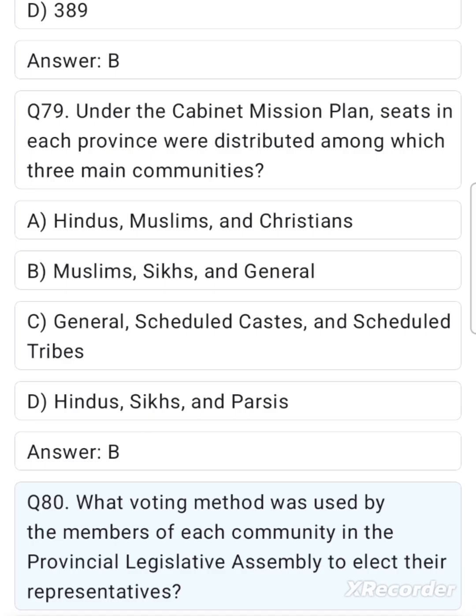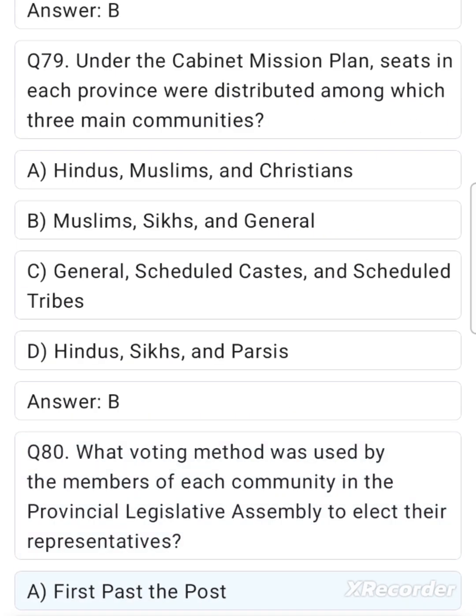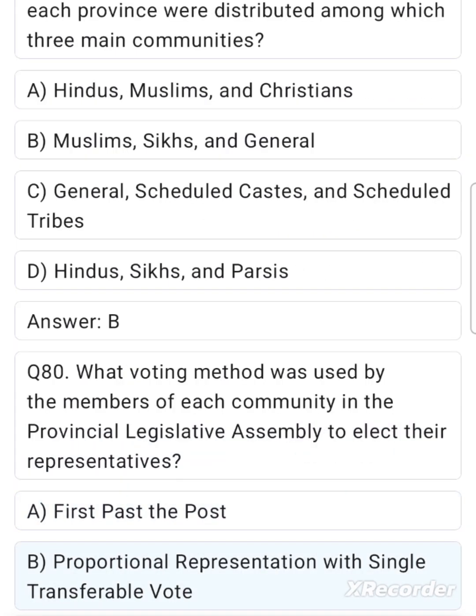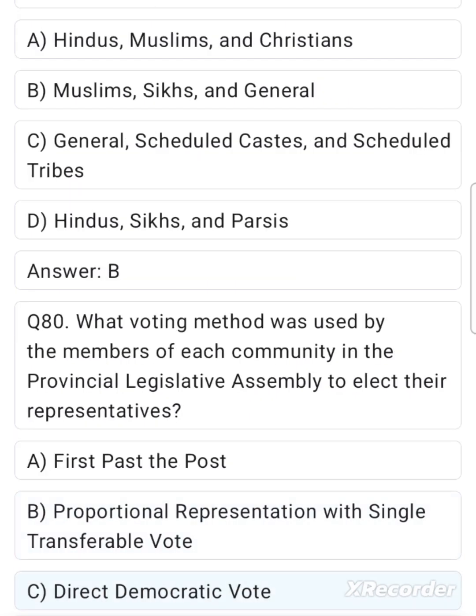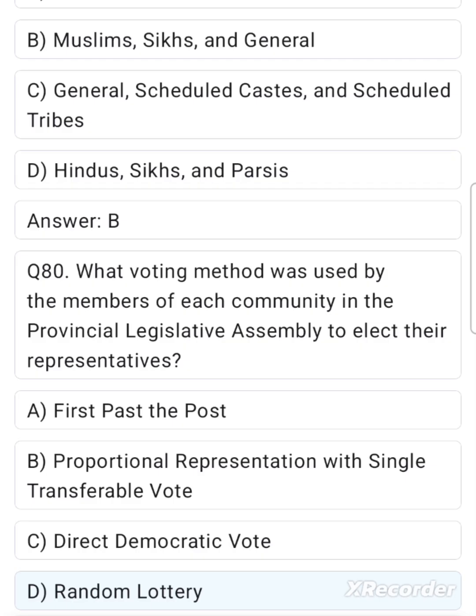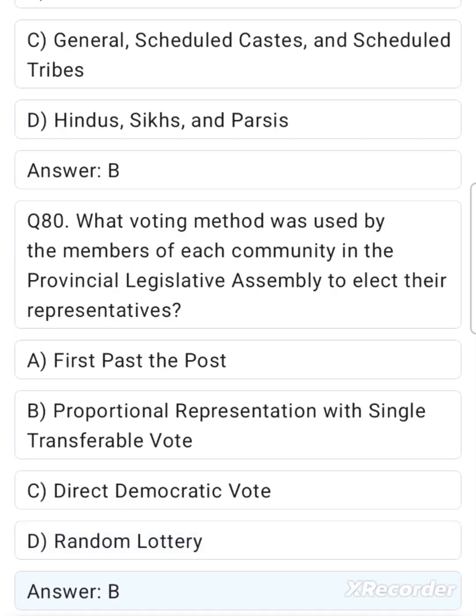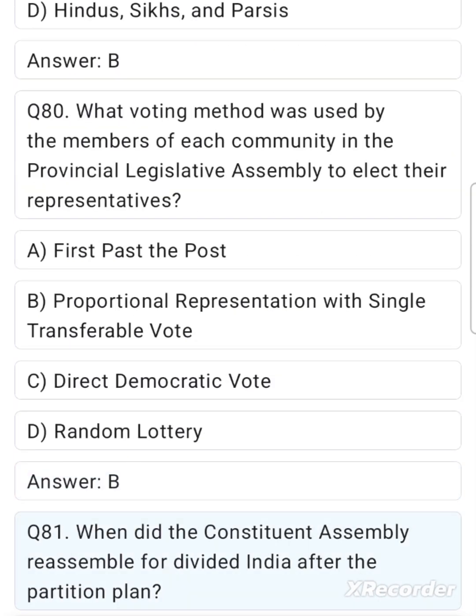elect their representatives? A. First past the post. B. Proportional representation with single transferable vote. C. Direct democratic vote. D. Random lottery. Answer. B. Q81. When did the Constituent Assembly reassemble for divided India after the partition plan?